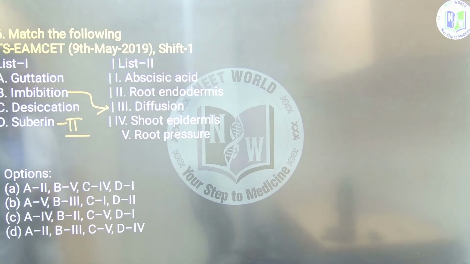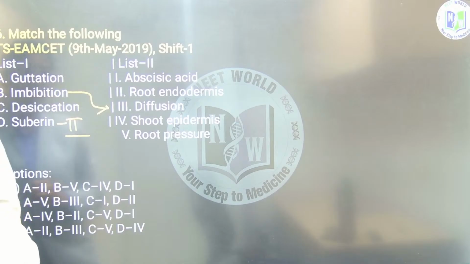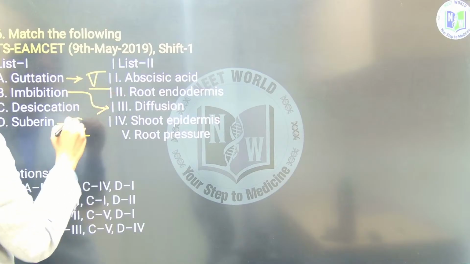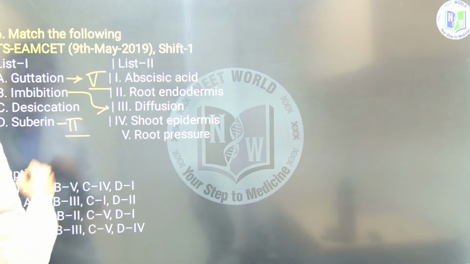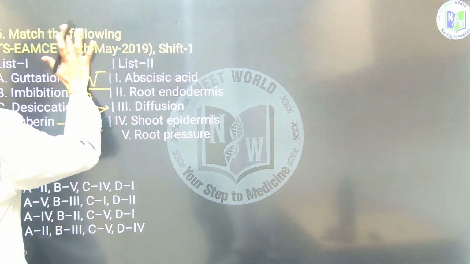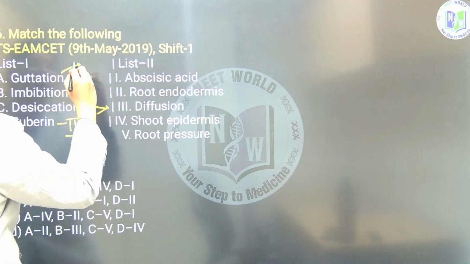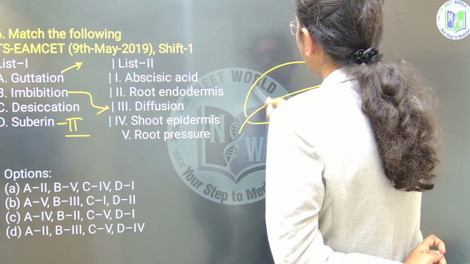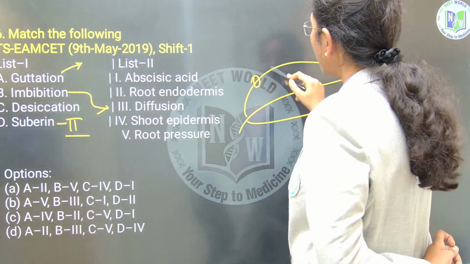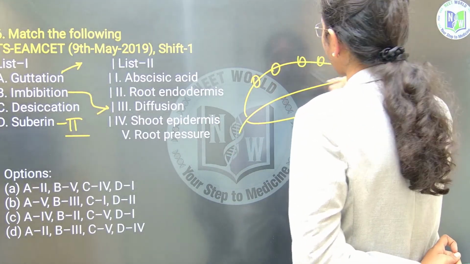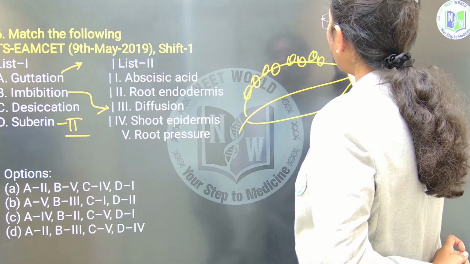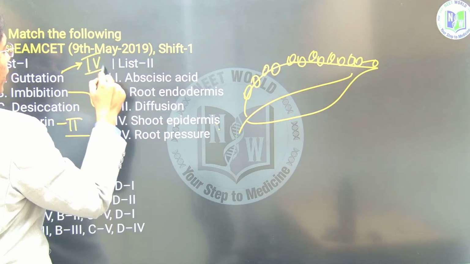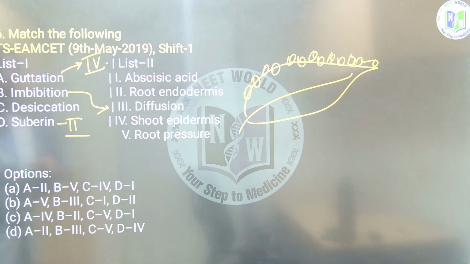D is 2. Guttation is related to what? Root pressure. What is guttation? Usually in the winter mornings, over the margins of the leaf at the lower temperatures, you can observe the water droplets that are formed. This is due to the phenomenon of guttation. So where is it observed? It is observed in the shoot epidermis. Okay, this is observed in shoot epidermis.